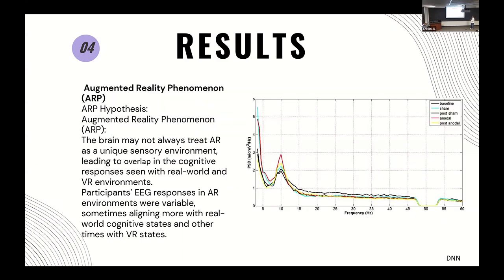And so we came to this phenomenon we call the augmented ARP, which states, in our opinion, that the virtual and real world environments are taken as a combination in our brain and influence how AR is perceived. So augmented reality is not one thing of its own, but a combination of both of them. That's how the brain perceives it based on our data.